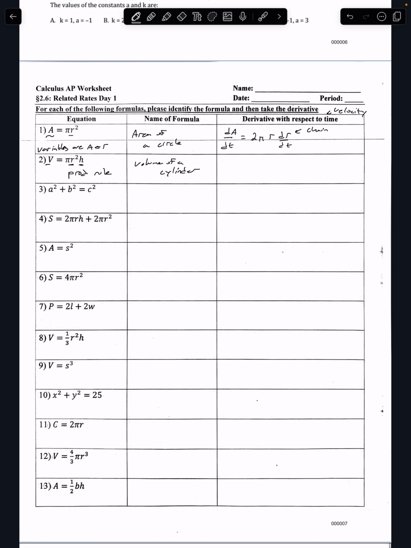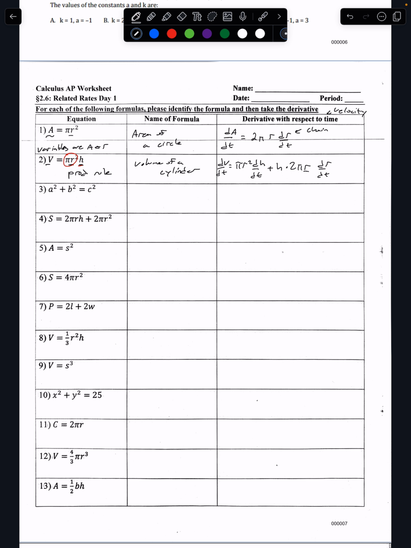To make it easier for myself, I typically keep the pi with the R squared and the H separate. And when I take the derivative, we're going to get dV dt, the first, which is pi R squared, times the derivative of H, that's just going to give us dH dt, plus H times, be careful, the derivative of pi r squared, that is just 2 pi r dr dt. Remember, so basically it's this.